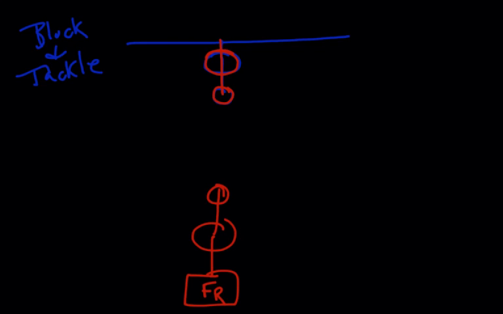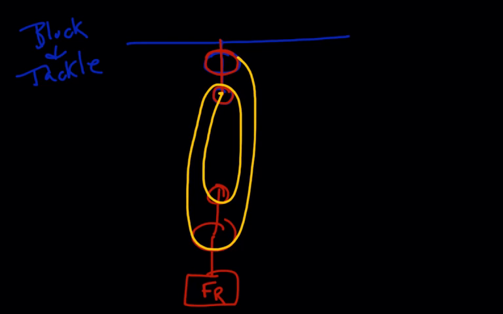And so the way this could work is I'd have a rope attached here that comes around that pulley, around that pulley, around that pulley, around that, and then it comes down here, and let's say I'm pulling on it right there. There we go. That's a block and tackle.